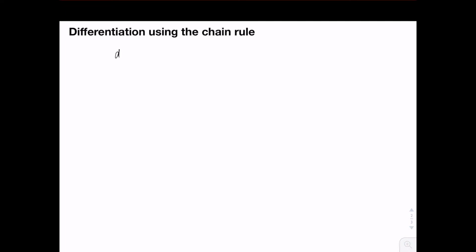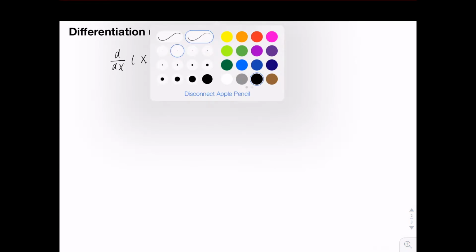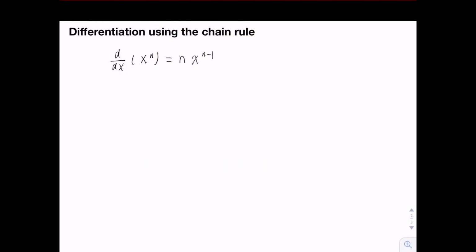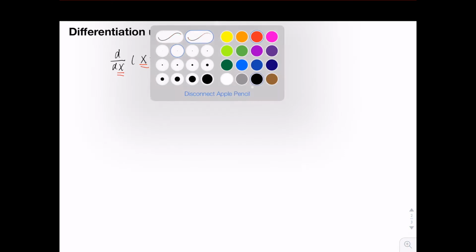So we have derivative formula. First formula we learn is this. The derivative of x to the power of n with respect to x gives us n x to the power of n minus 1. And there's one thing you need to see: we have to make sure this x and this x are exactly the same. If they're different, then you can't use that formula.